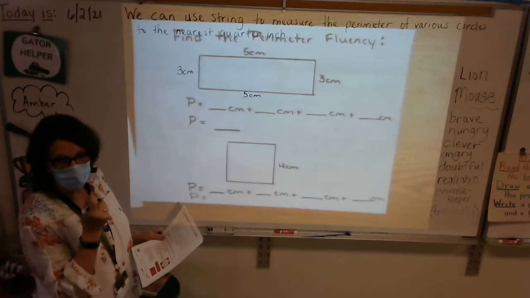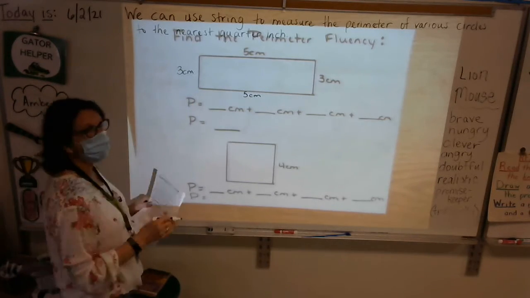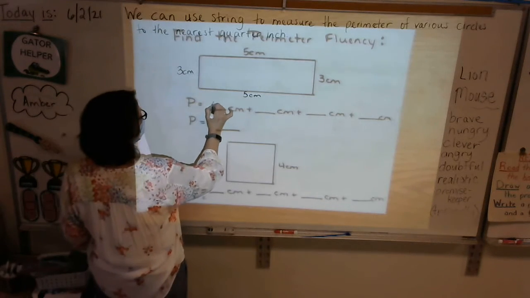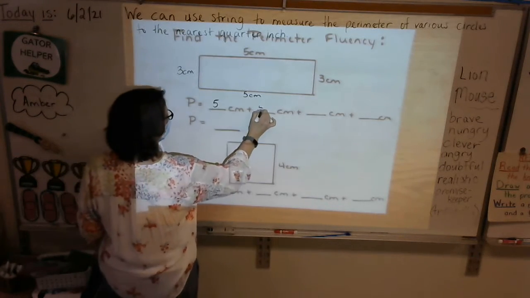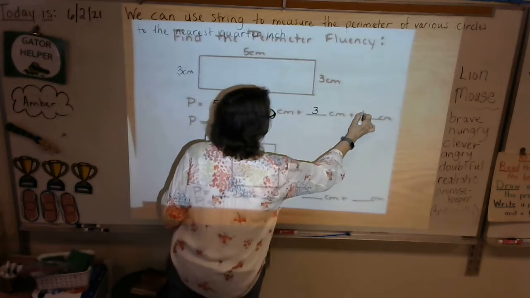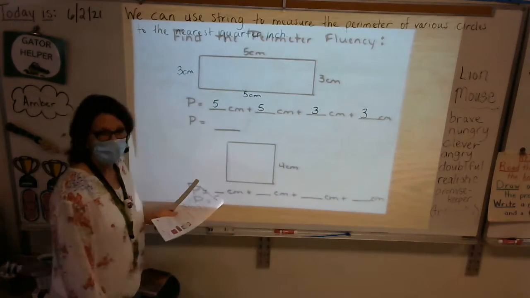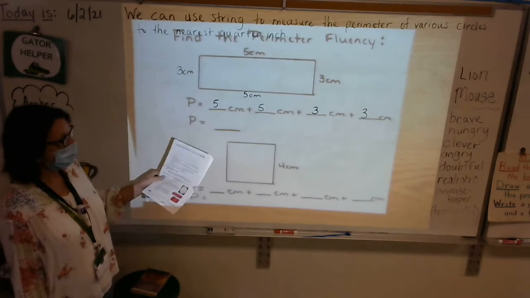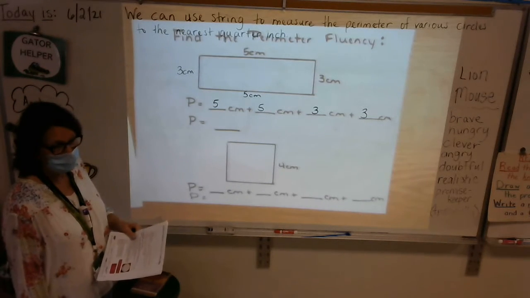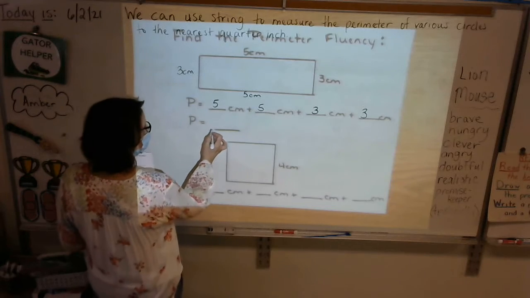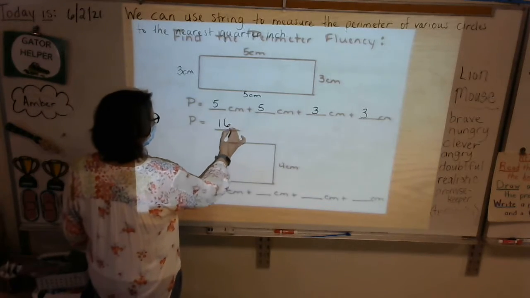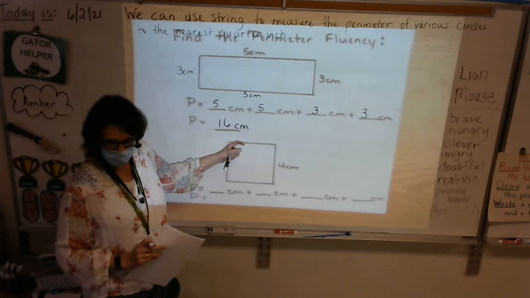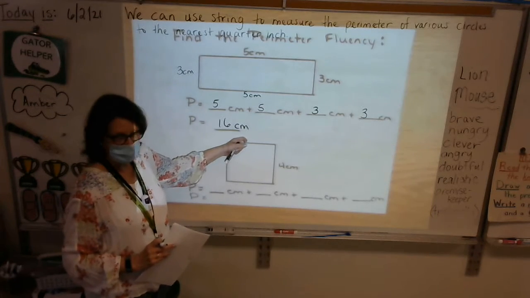What number sentence will we write to find the perimeter of this rectangle, Kalia? P equals 5 plus 5 plus 3 plus 3. Very good. And Mrs. Reed was nice. She gave you your spaces all dressed up, didn't she? And if we take 5 plus 5 plus 3 plus 3 and add those up, what do we get, Corbin? 16. Very good, 16. And I did not give you a dressed up space here, so please make sure you dress it up, 16 centimeters.